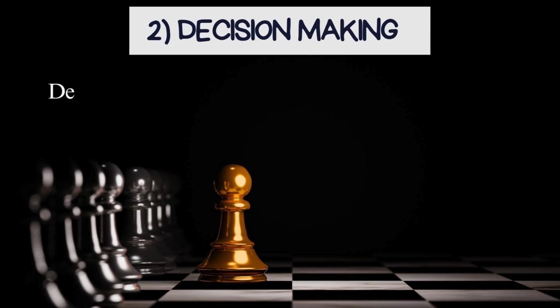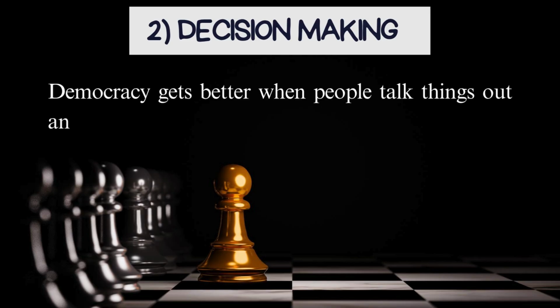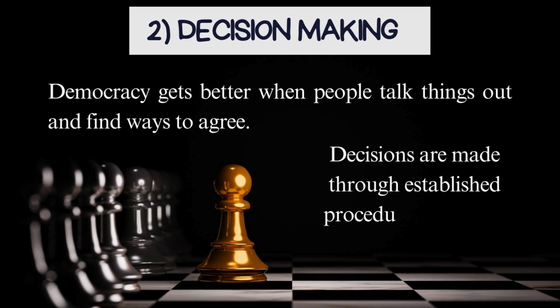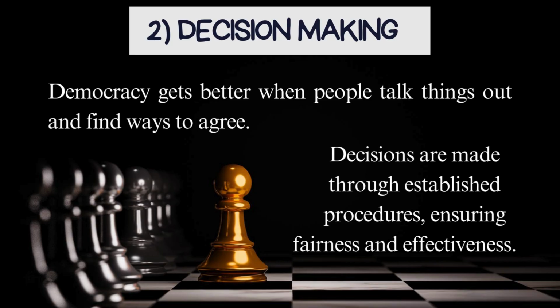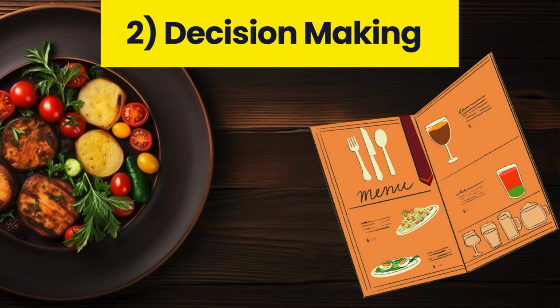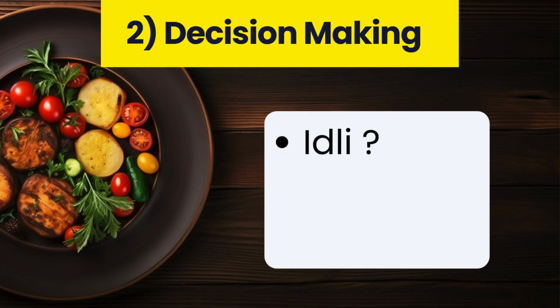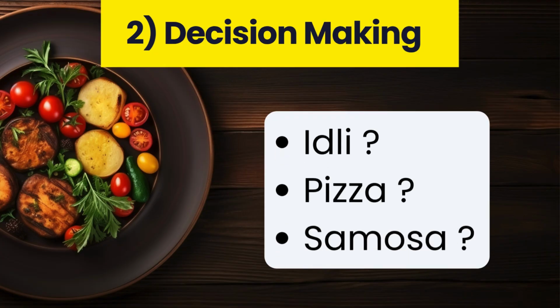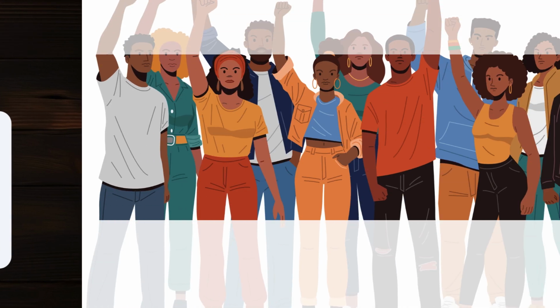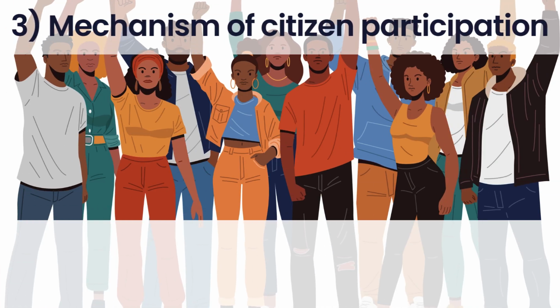Decision-making process. Democracy gets better when people talk things out and find ways to agree. Decisions are made through established procedures, ensuring fairness and effectiveness. Imagine choosing the menu for a school picnic. In a healthy democracy, the student council considers everyone's favorite dishes, idli, pizza, samosas, and votes on the final menu. While it might take longer than just picking the teacher's choice, everyone feels their voice was heard and enjoys the picnic more.